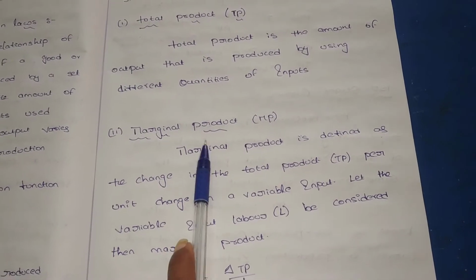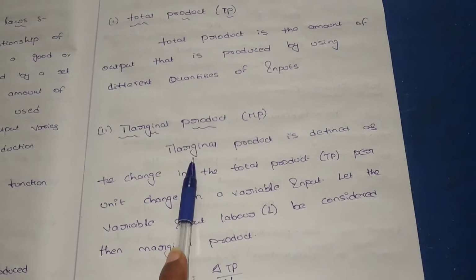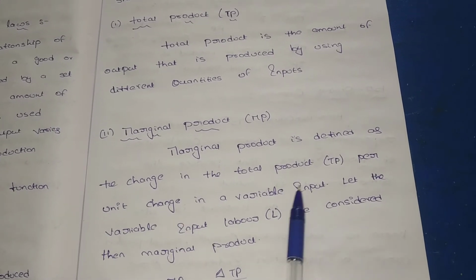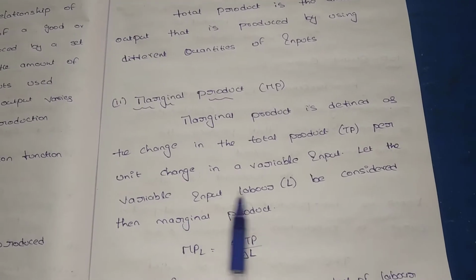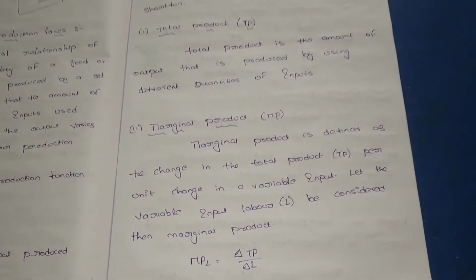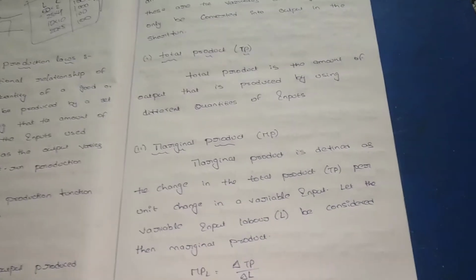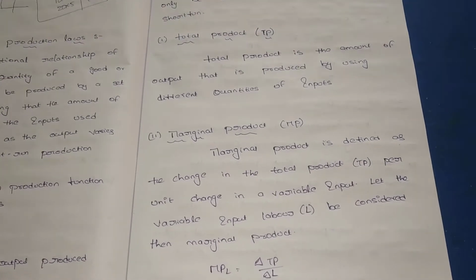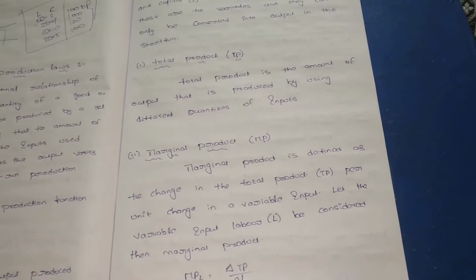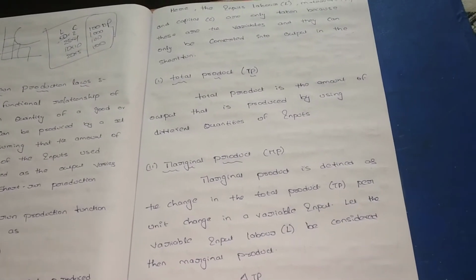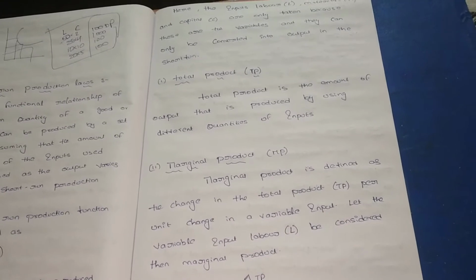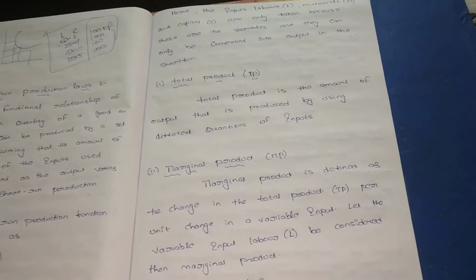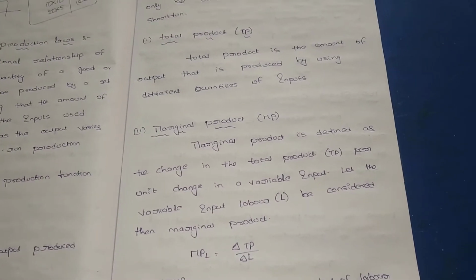Next, marginal product. Marginal product is defined as the change in total product per unit change in variable input. Here, what does marginal product mean? It is when we are producing an additional unit of output. Suppose we are producing 100 units, but now I want to produce 105 units. For this additional output, how many additional inputs am I giving? For the additional inputs, how much additional output are we producing? That can be derived as marginal product.